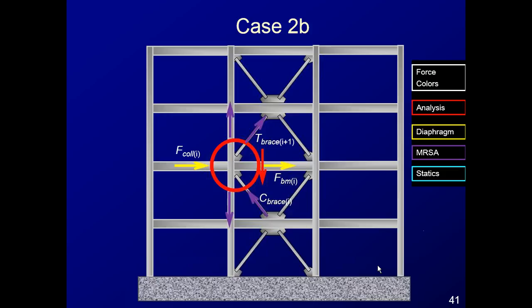Here's our case 2b. We're putting in our F sub p force as ASCE 7 requires, and then we need to do a statical adjustment in order for the sum of the forces in the horizontal direction to equal 0.